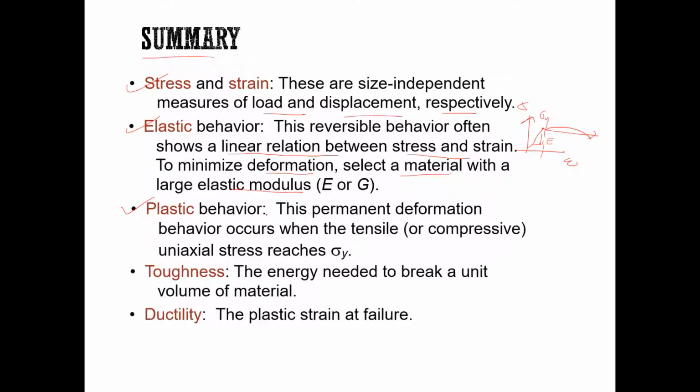In this plastic behavior, permanent deformation occurs when the tensile or compressive uniaxial stresses reach sigma y, which is your yield strength. We also learned about the toughness of the material, which is the measurement of the energy needed to break a unit volume of material. And lastly, we discussed the ductility of the material, which is the plastic strain at failure.